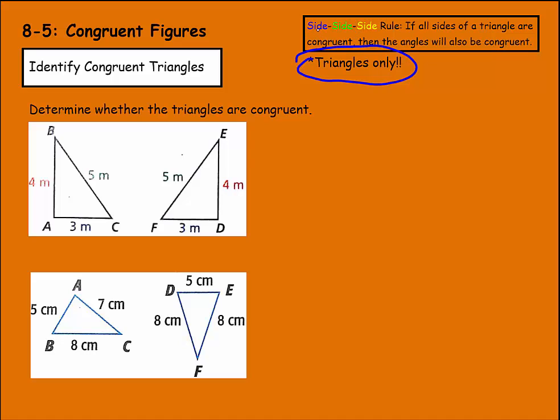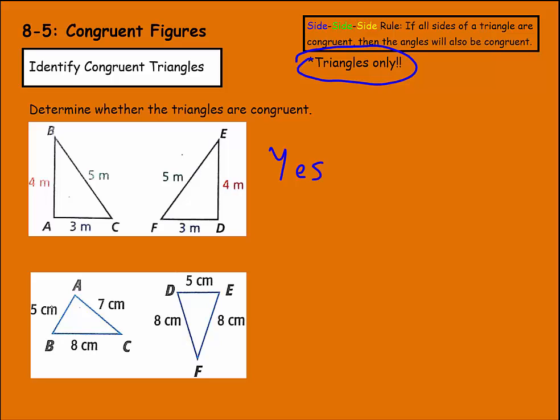So for example, in this triangle, the shortest side is 3, the second one is 4, the third side is 5, and that's also true over here. I see the smallest one is 3, the next one is 4, and this largest one is 5. You'll notice that this triangle has been flipped from left to right here, so it's actually facing the opposite way. But that doesn't make it any less congruent. It's still the same size and the same shape, just facing a different way. So we're going to say yes because it follows that side-side-side rule. All sides match up.